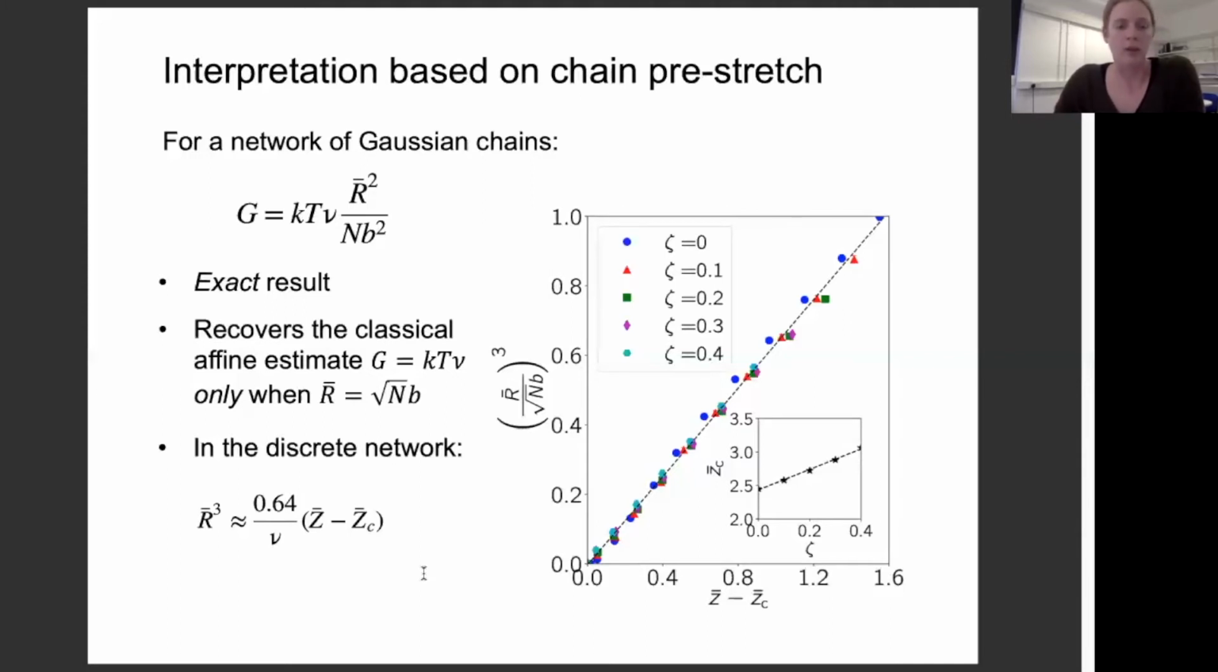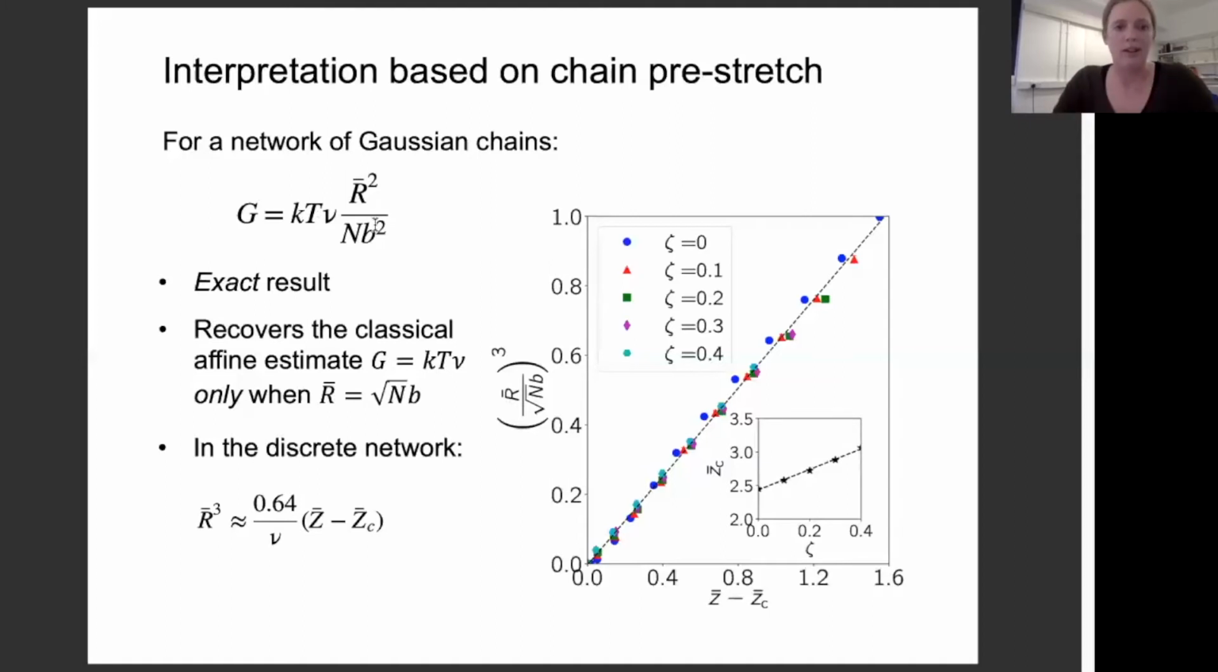And so we have verified that, well, we can come up with the fact that, for example, the end-to-end distance cubed is inversely proportional to density, just from the fact that if you have more chains in the network, the chains are on average more pre-compressed. This sort of argument then gives you the expected scaling for the end-to-end distance of the pre-stretch, and when you include that into the exact expression here, you recover the scaling for the modulus.